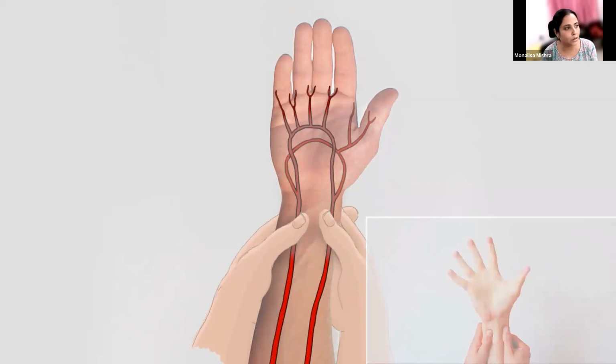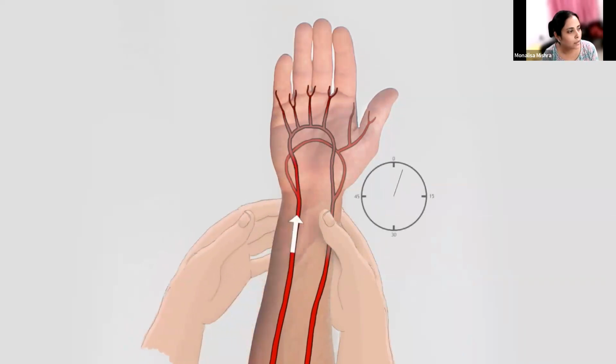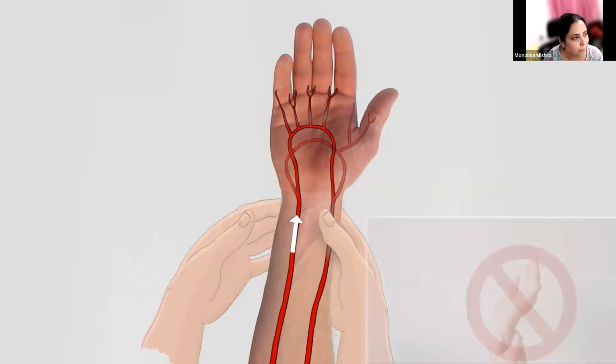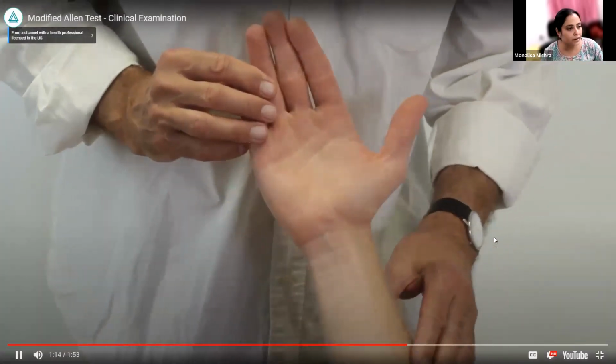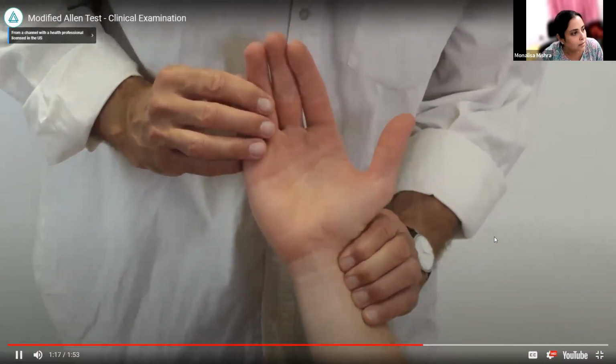Ask the patient to open and close the fist repeatedly. And once it is occluded, as you can see, there is a whiteout. Now you release the pressure from the ulnar artery, and in 15-20 seconds, the hand is going to become red again. So this is how you do your modified Allen's test.